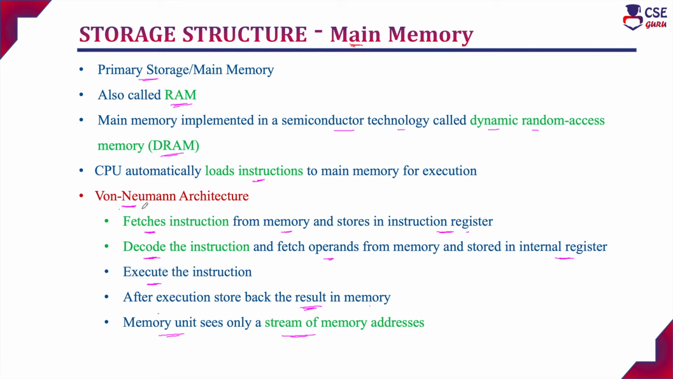The simple meaning is, whenever we want to execute any task, the corresponding data and instructions will be stored in main memory, so that they can be accessed very quickly. After execution, we will get the result. That result also we will update back in the memory. This is the simple concept of von Neumann architecture.